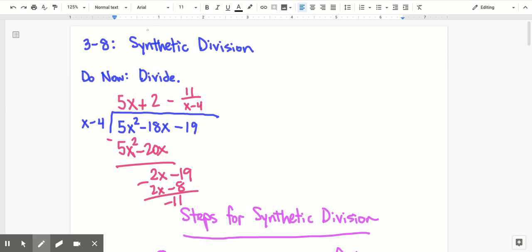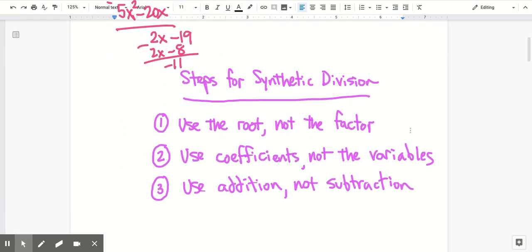Okay? I would say it's usually pretty split, 50-50, in terms of who likes long division and who likes synthetic division. So you've just got to kind of watch the video, see what you think, and pick the method you like better. So with that kind of out of the way, here are the steps I want you guys to write down for synthetic division.